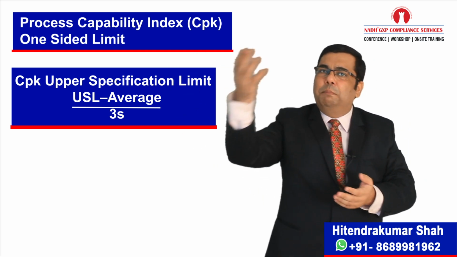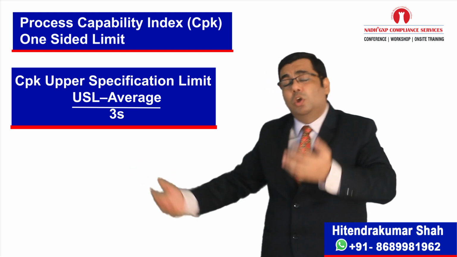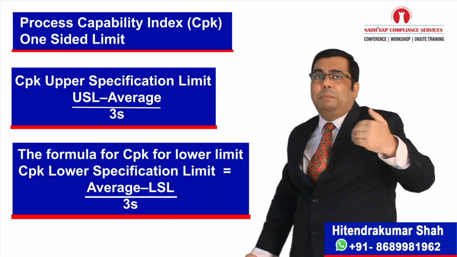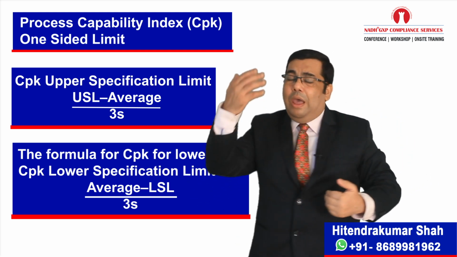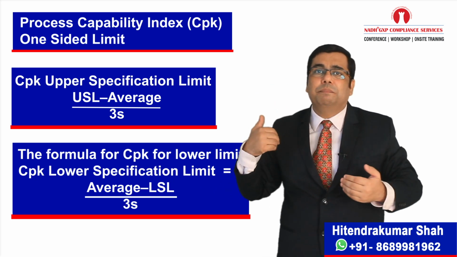And suppose the specification has only a lower value, just like the example I took of dissolution, where there is a CPK lower limit, correct? So what is the formula for CPK lower limit? CPK lower specification limit equals average minus lower specification limit, divided by 3 sigma.